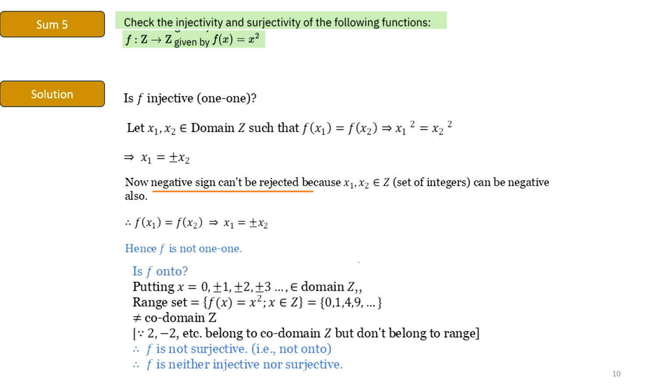Like in the previous example, f is not surjective because the range of f comprises only square numbers. Hence, a number like say minus 2 will have no preimage in the domain.